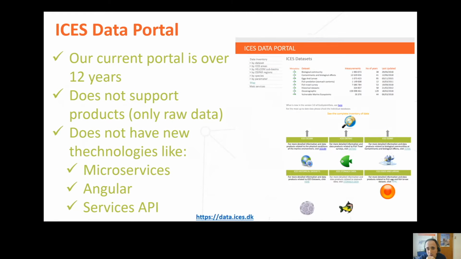Our current data portal has been online for over 12 years. And of course, it used the technology that was available at that time. We have a map and data inventory, which we have passed to the new one, but it didn't have things like microservices. Angular didn't exist at that time. The web services are very basic. It's not like now, where we have the new web API, and most importantly, it only supports raw data. We made it only to support raw data.